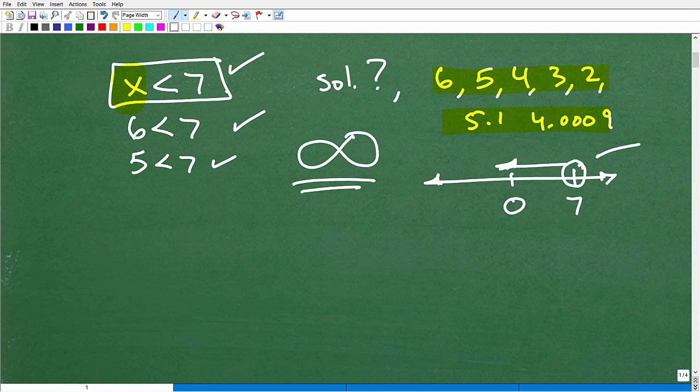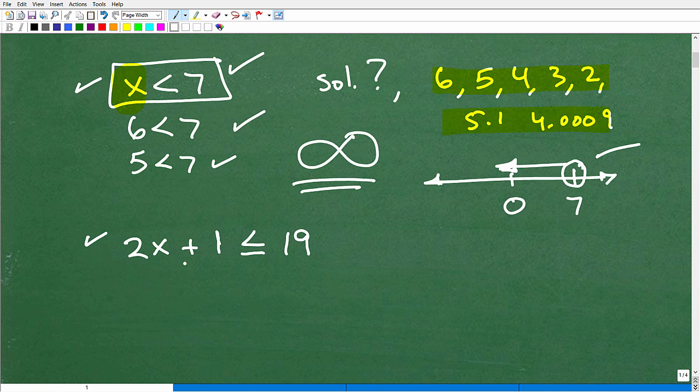So this is why we want to represent our answers with the graph. But as you graduate to more sophisticated problems, let's say 2x plus 1 is less than or equal to 19, we need to be able to solve something like this before we tackle the problem that we're going to do here in a second.